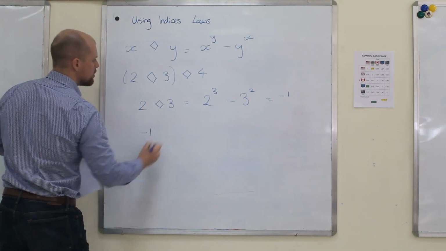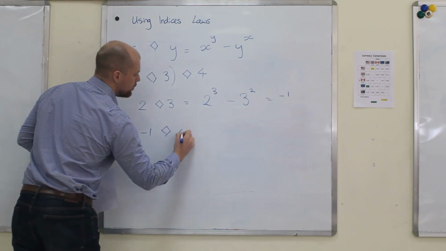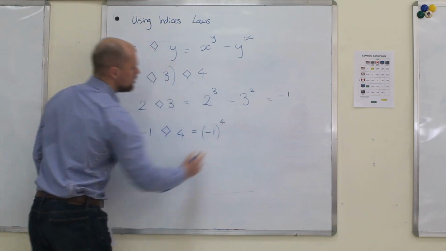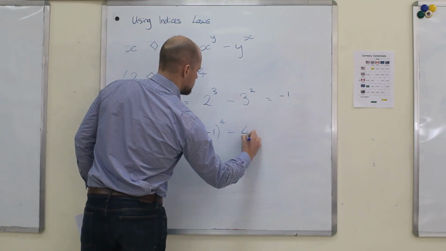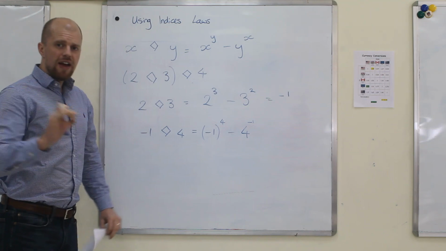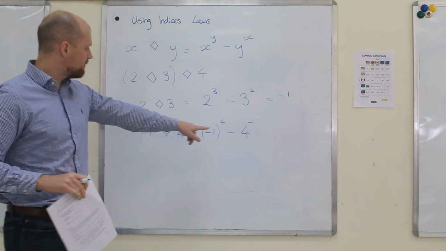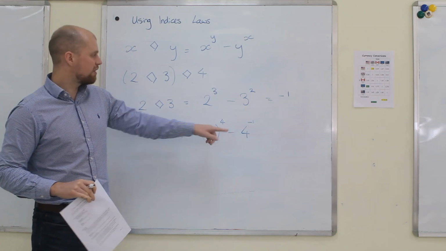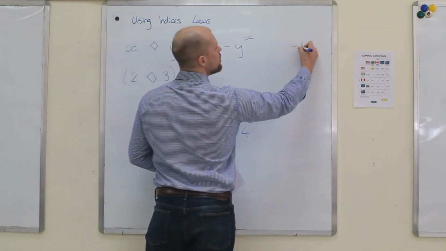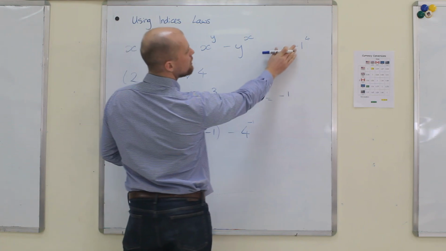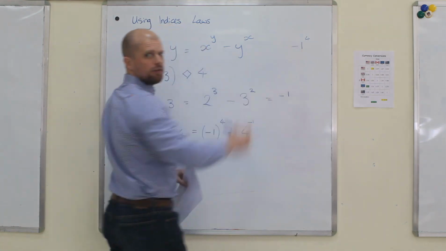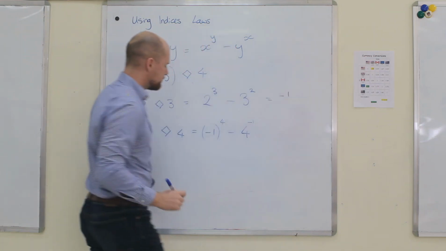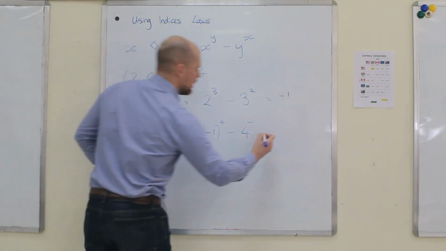So now I'm going to do -1, diamond, 4. I do exactly the same thing, -1 to the power 4, take away 4 to the power -1. A very common mistake people make here is they forget the brackets, they forget to do -1 in brackets to the power 4. It's not the same thing. -1 to the power 4, if you think about BODMAS, means you do 1 to the power 4 first, you do the indices. So you have to be really careful, make sure it's in brackets. (-1) to the power 4 is 1.